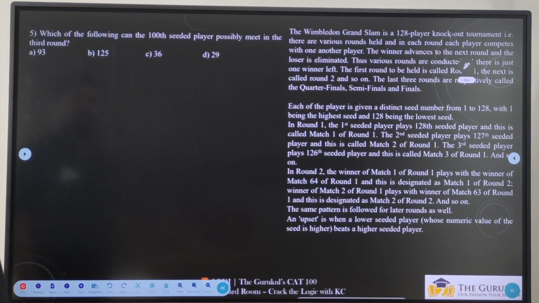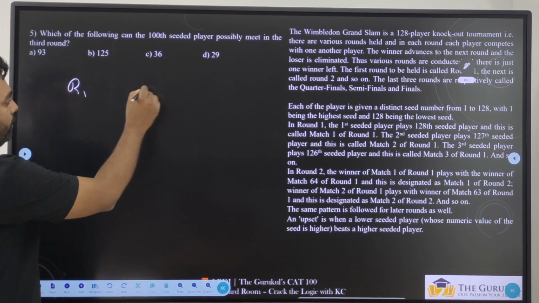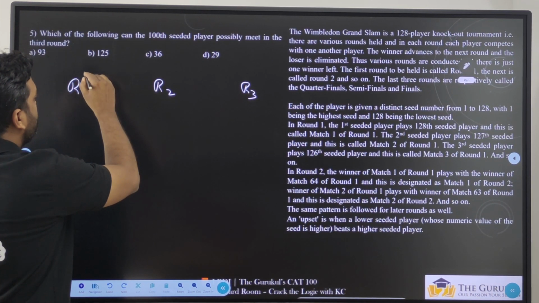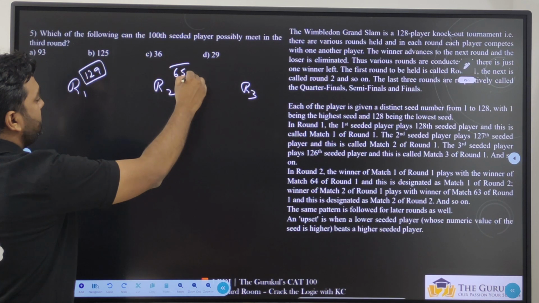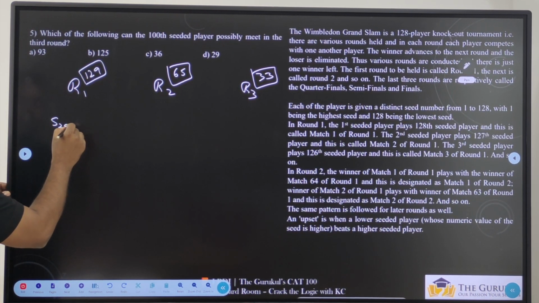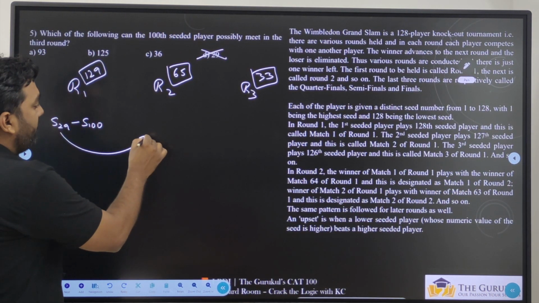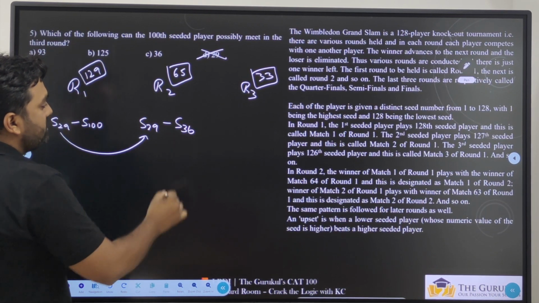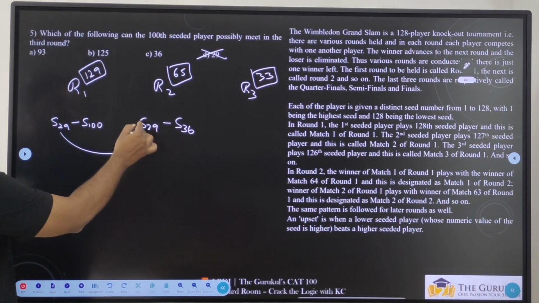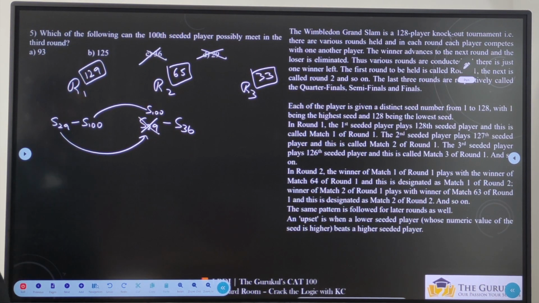Next. The question is asking which of the following the 100th seeded player can possibly meet in the third round. So we are talking about round 1, round 2 and round 3. 129 is the sum, 65 is the sum and 33 is the sum. Okay, seed 100 player, which means S29 and S100 are playing here in the first round only. So if 100 should come to the third round, S29 should definitely lose here. So 29 cannot come to the third round. If 29 is going here, it should play with S36, right? But instead of 29, 100 is going here. So 100 will play with 36 in round 2 only, not in round 3.